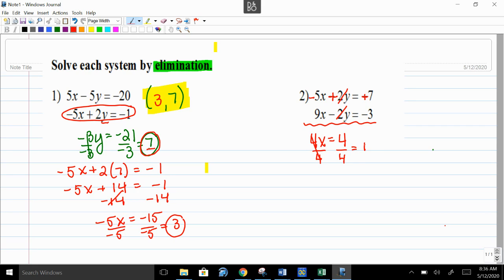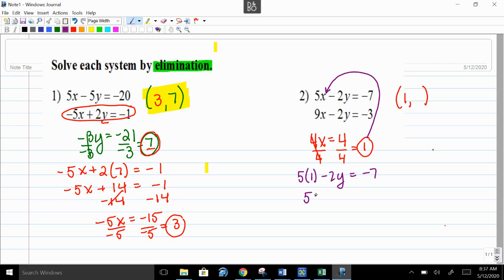Your x is going to be equal to 1. So I got 1 comma something. I'm going to take that 1 and plug it back in for x. You could plug it in wherever you want. You could plug it into this equation right here, into the new equation that you made, or you can go back to the original. It doesn't matter, whatever you want to do. I'm going to put that 1 right there. So it's going to be 5 times 1 minus 2y equals negative 7. 5 times 1 is 5. Minus 2y is equal to negative 7.